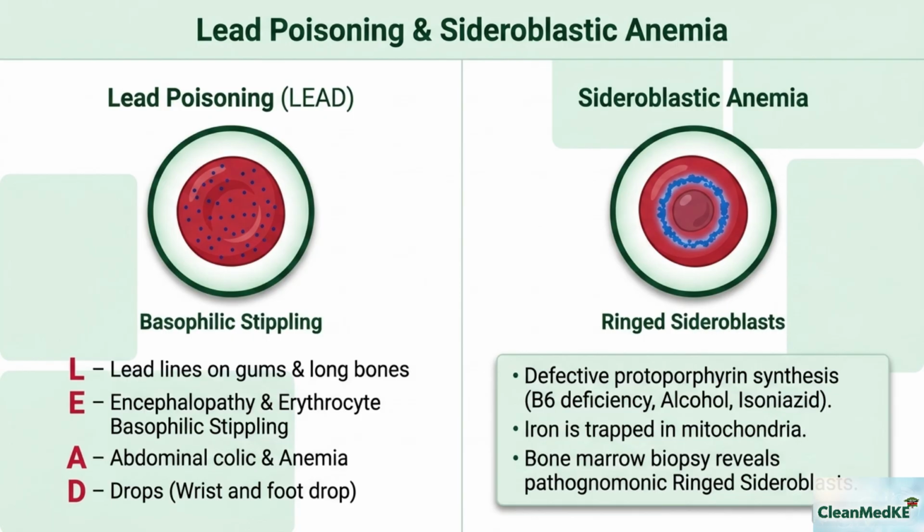For lead poisoning, remember lead. Lead lines on gums and long bones, encephalopathy, basophilic stippling, abdominal colic, and drops like wrist or foot drop. In sideroblastic anemia, iron is trapped in the mitochondria. A bone marrow biopsy will reveal pathognomonic ringed sideroblasts.